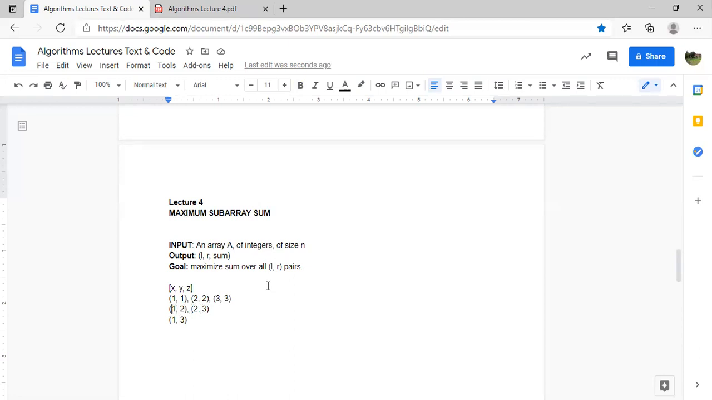Also, if you check 1, 2, checking 2, 1 doesn't make any sense because it's the same subarray. So we're going for all these pairs, and if we want to check all these pairs, I think all of you can write a couple of nested loops which can produce all these pairs, right?